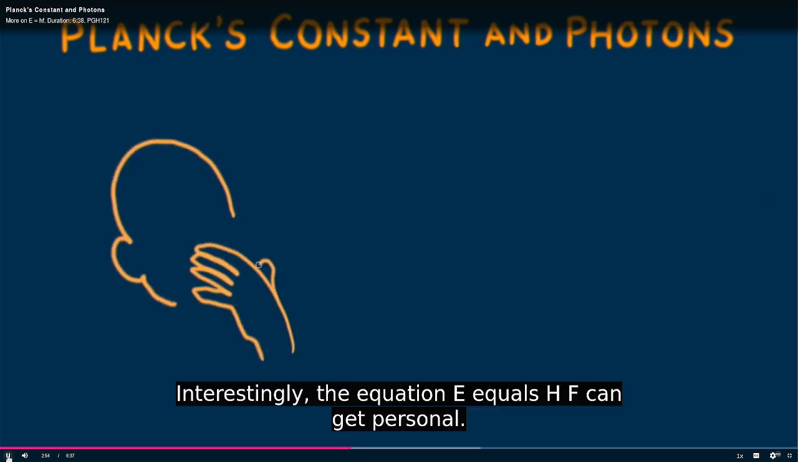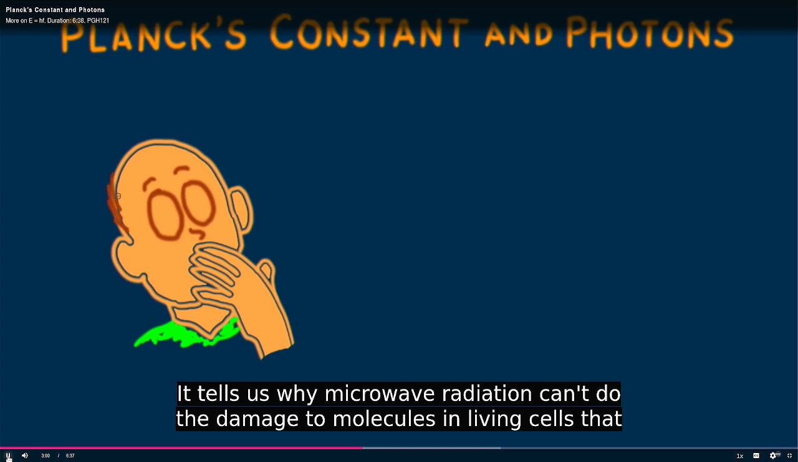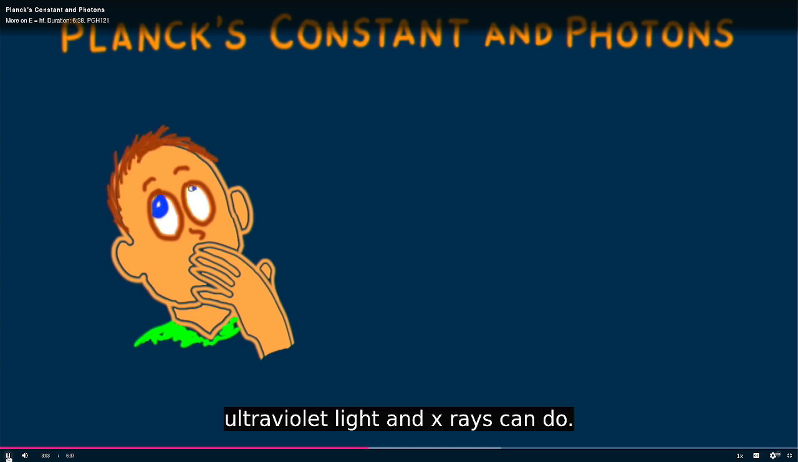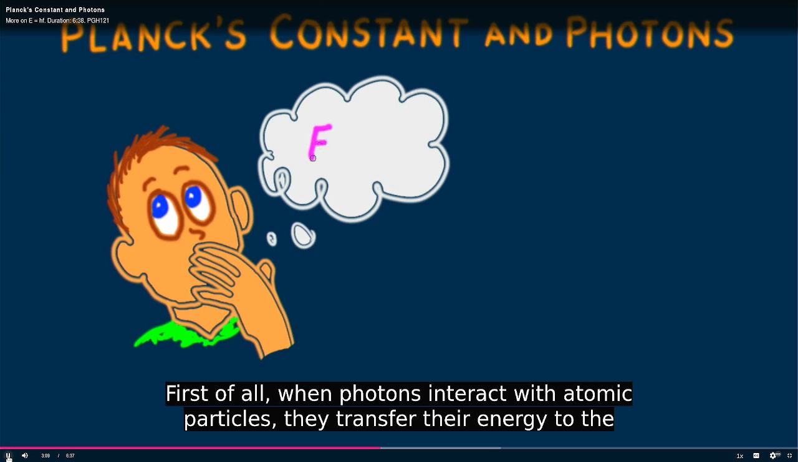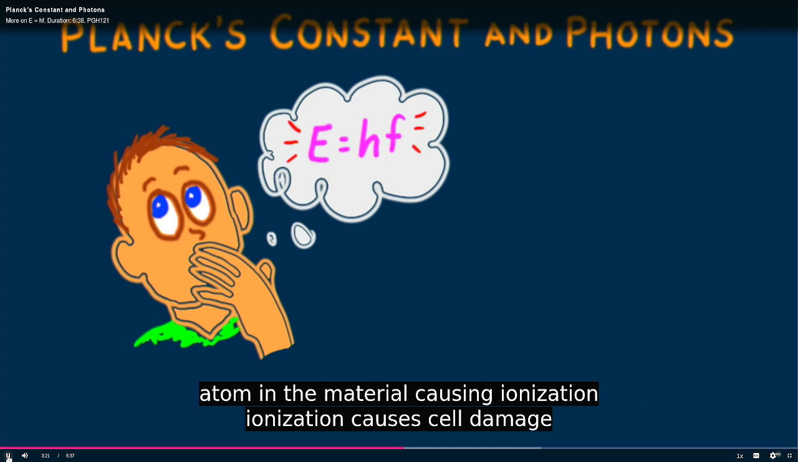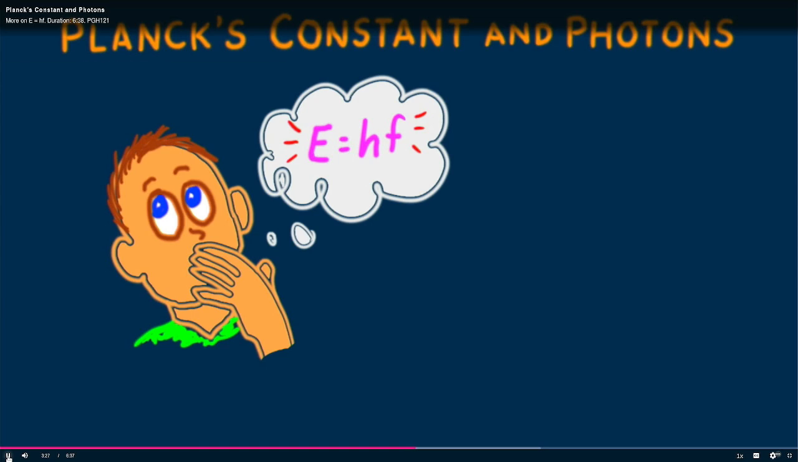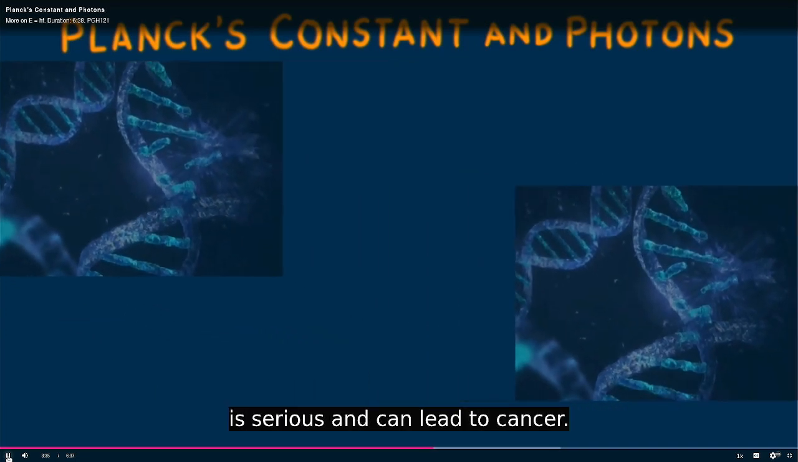Interestingly, the equation E equals hf can get personal. It tells us why microwave radiation can't do the damage to molecules in living cells that ultraviolet light and X-rays can do. First of all, when photons interact with atomic particles, they transfer their energy to the material and break chemical bonds. In doing so, they dislodge one or more electrons from an atom in the material, causing ionization. Ionization causes cell damage. Inside every cell is DNA that determines how a cell performs. Damage to DNA is serious and can lead to cancer.